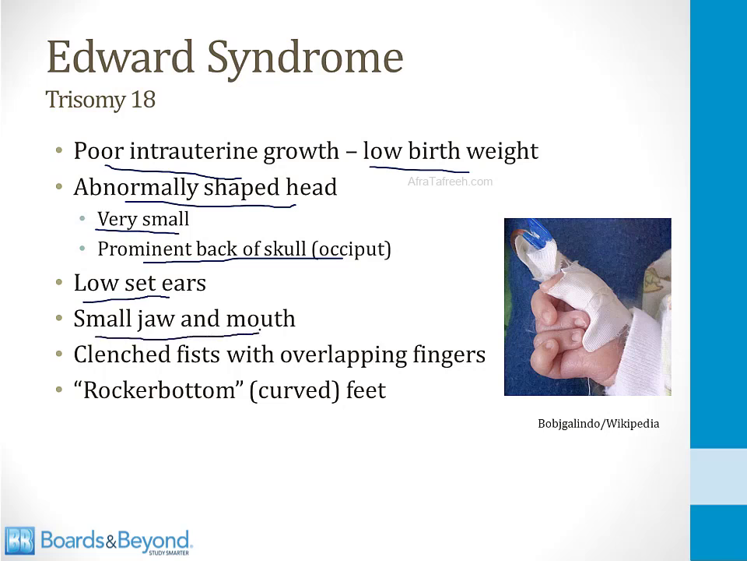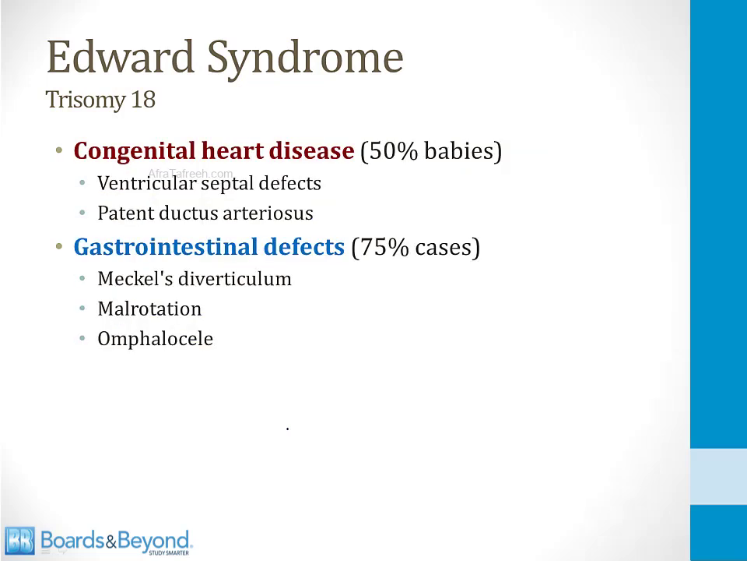mouth. And then 2 characteristic features that are often helpful, especially in board questions, are that children with Edwards syndrome often have clenched fists with overlapping fingers, as is shown in this picture on the screen. In addition, they often have curved feet that are described as rocker bottom feet. Just like Down syndrome, Edwards syndrome is associated with congenital heart disease and gastrointestinal defects.